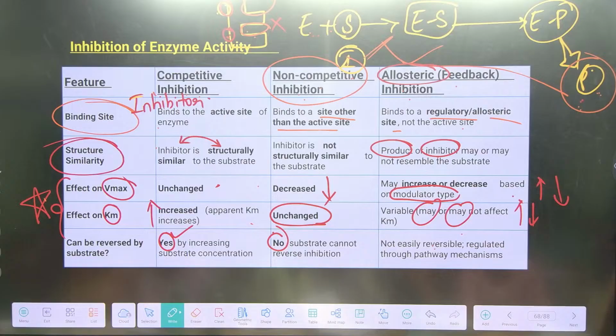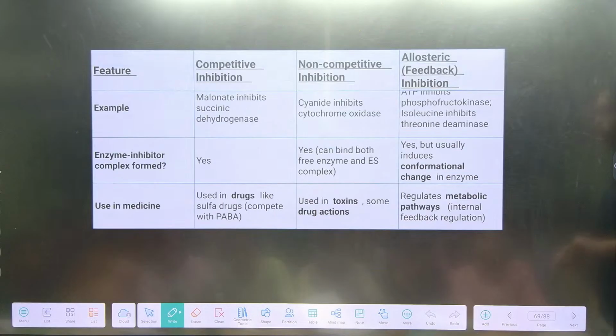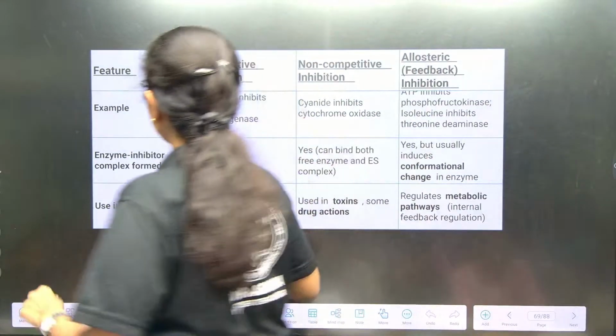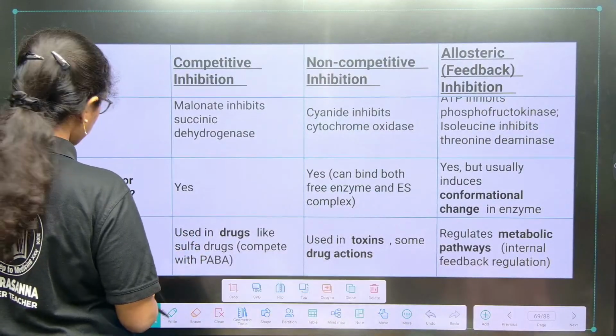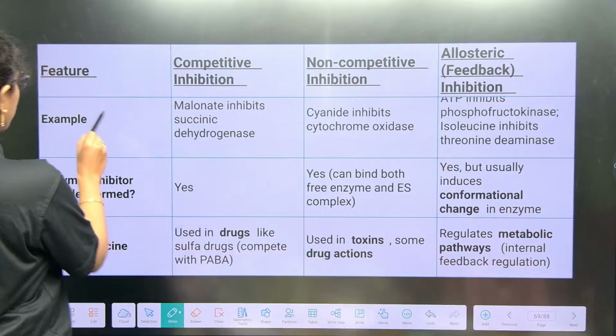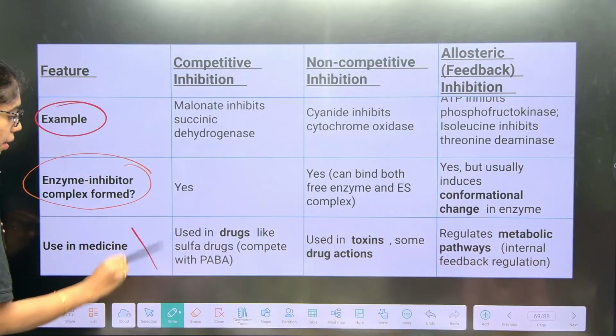Done? Yeah. Look at it. Here what is important is these two points, that's it. Ignore this, not required.